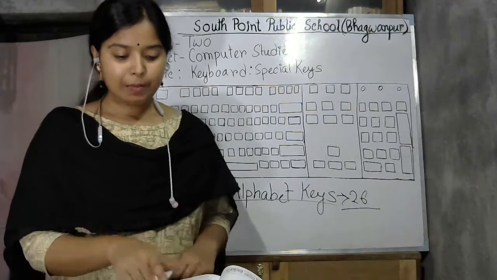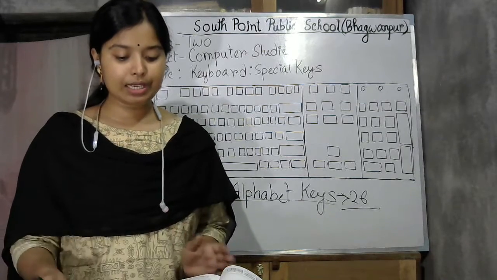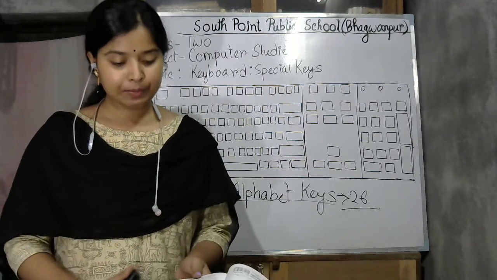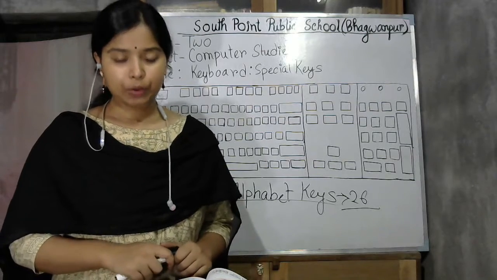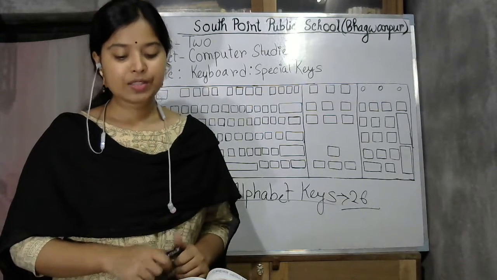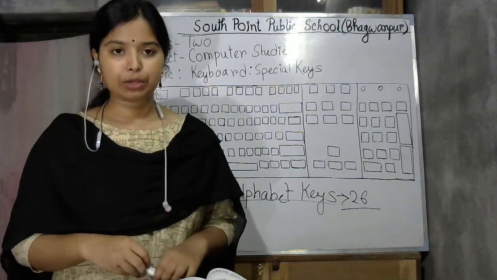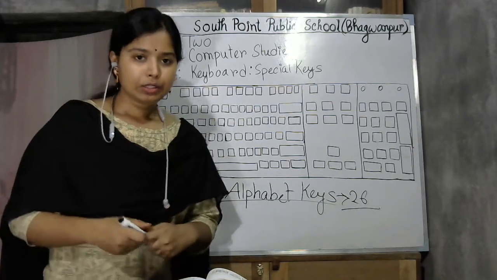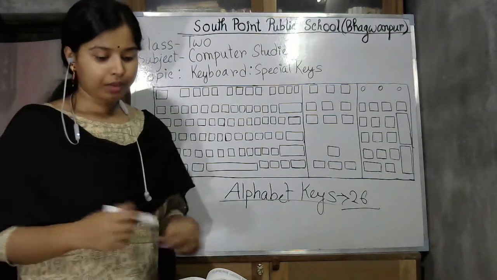Look, alphabet keys have letters A to Z on them. These keys are used for typing letters, words and sentences. There are 26 alphabet keys. They are arranged in 3 rows on a keyboard in a jumbled way. Okay. So let's see how these letters are arranged in a keyboard.